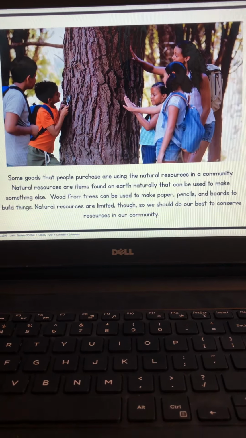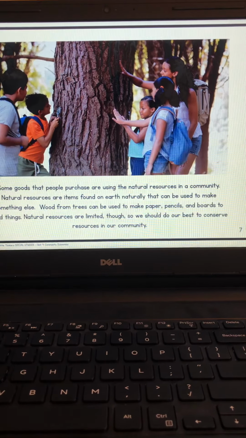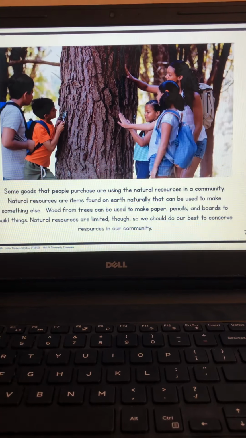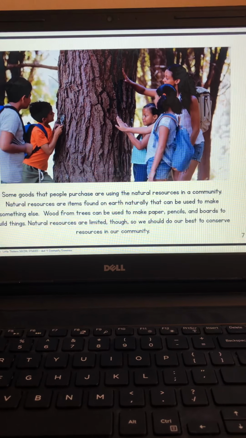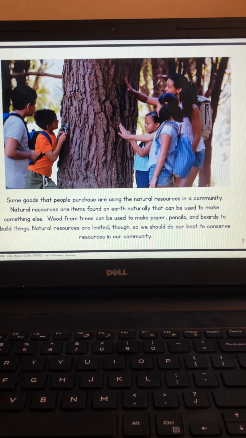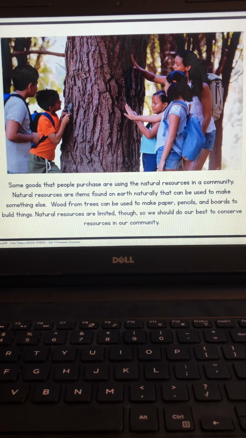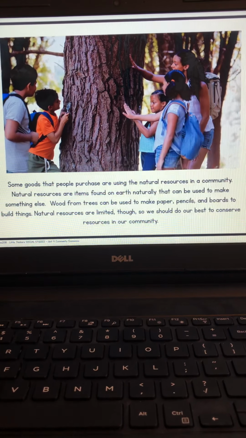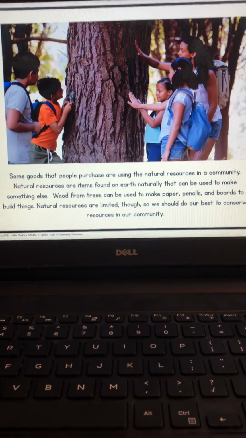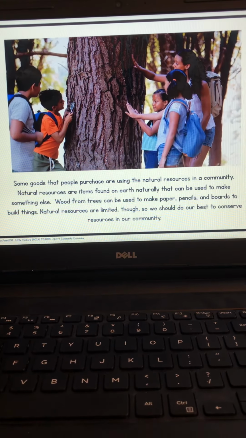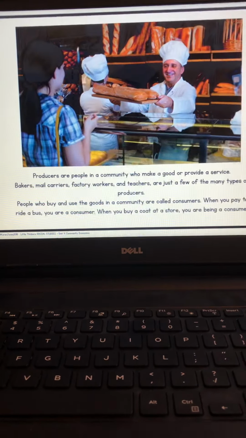So it's important that if you are using natural resources to make something, you're still saving some, because natural resources are important for not just us, but other animals. A tree might be another animal's home. We use trees to help us breathe. We've talked about that before. So we can't use all the natural resources in our community. We just have to use some of them.